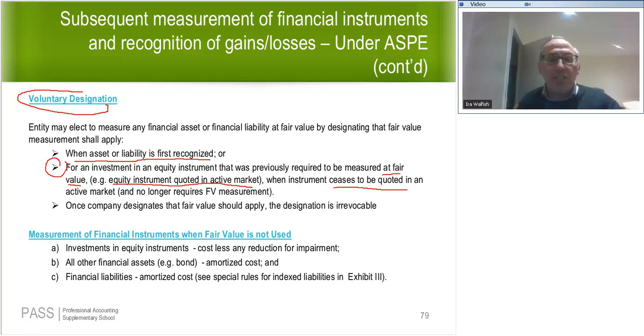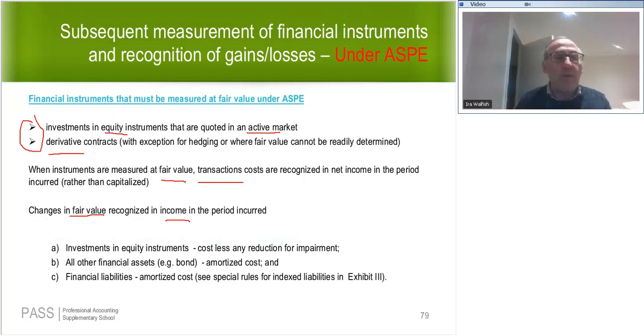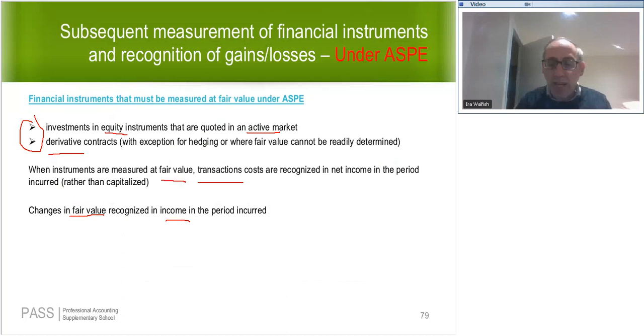Now, in situations where I'm not dealing with either of these two situations here, and assuming I don't voluntarily choose to use fair value, how do I account for the investment? If it's an equity instrument, I value it at cost. So if I buy shares of a private company and I don't voluntarily use fair value, I would value it at cost unless there's an impairment, in which case I would have to take an impairment loss. All other financial assets, say bonds, for example, I would use amortized cost. Financial liabilities, once again, amortized cost.